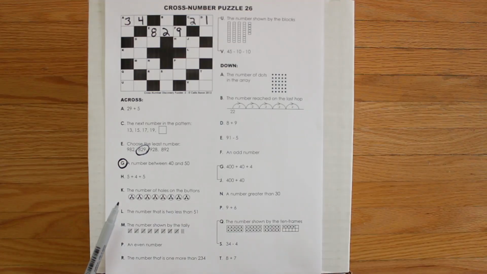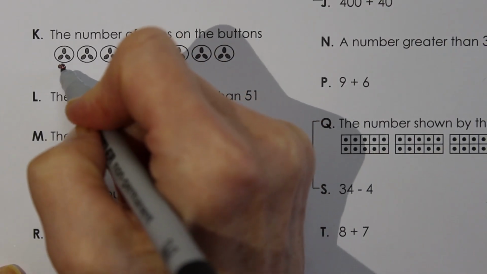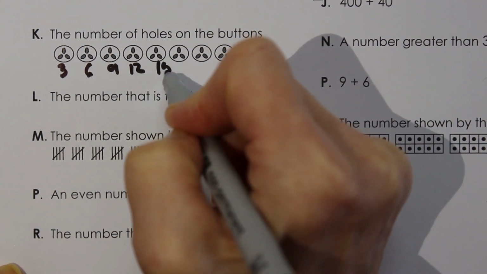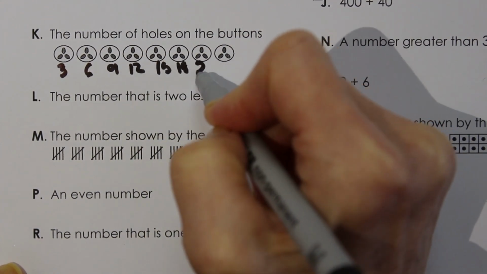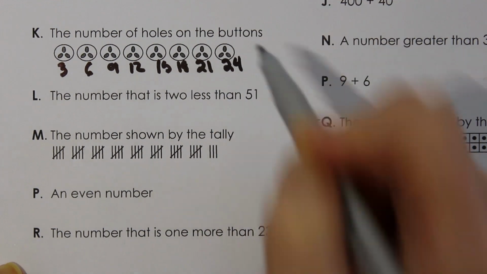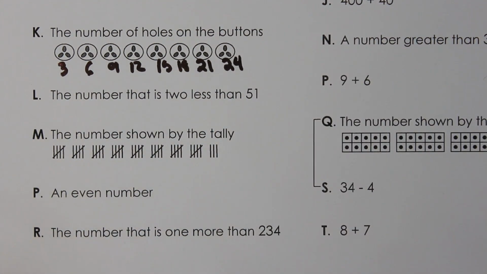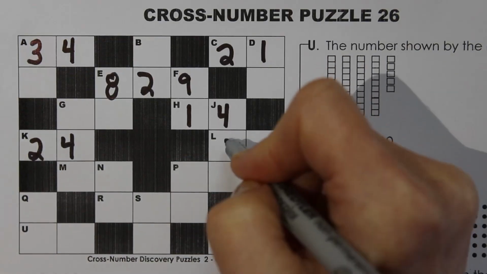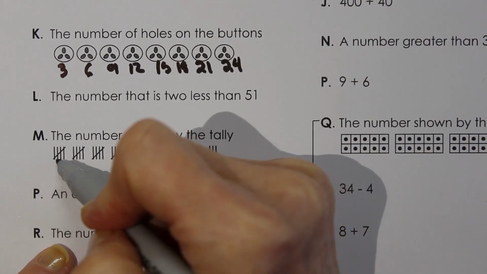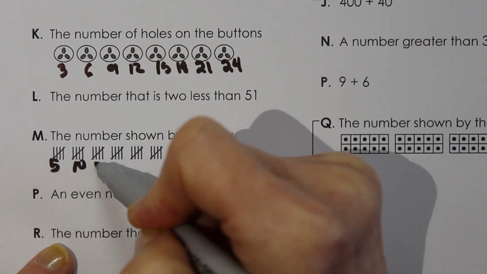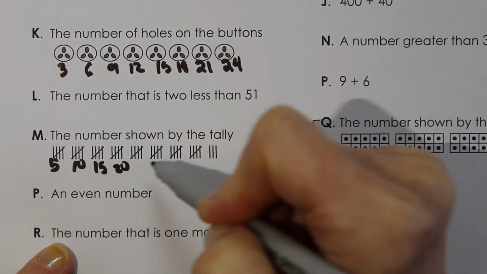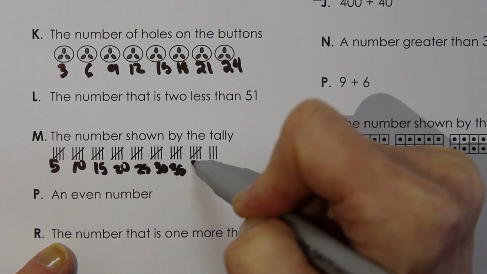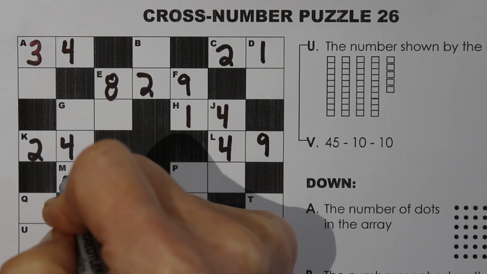Question K involves skip counting by 3s: 3, 6, 9, 12, 15, 18, 21, 24. Question L involves counting backwards over the decade. The answer, 49. Question M involves skip counting by 5s: 5, 10, 15, 20, 25, 30, 35, 40, 43.